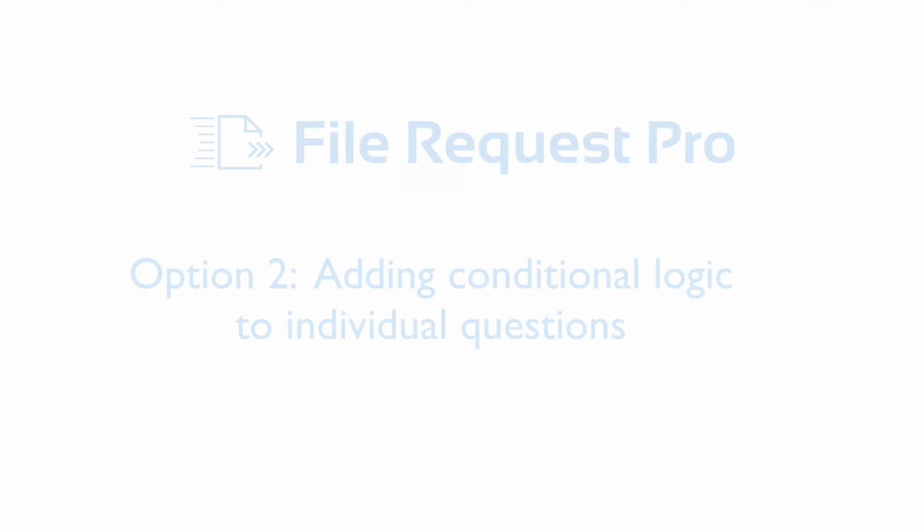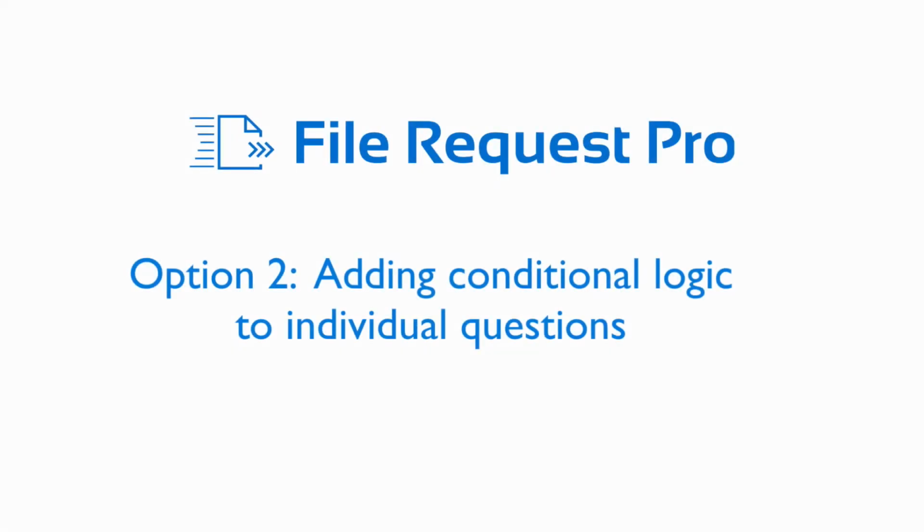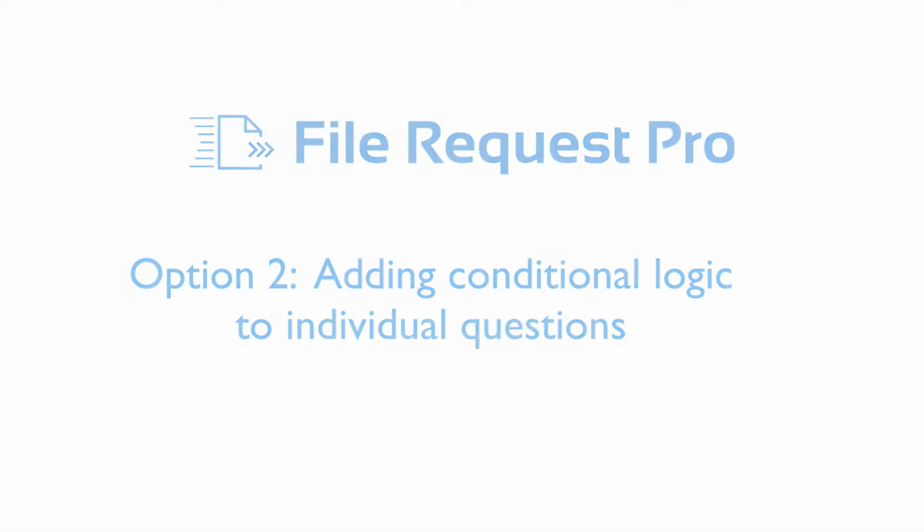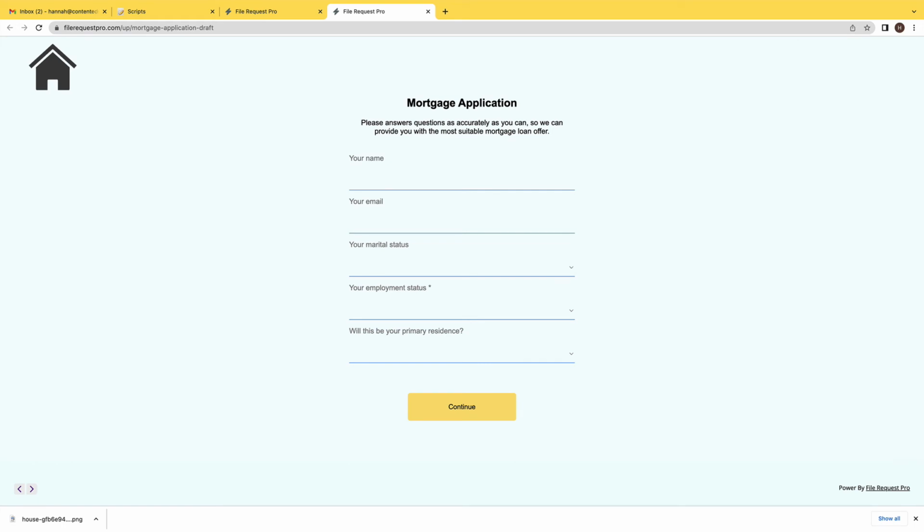Now let's look at option 2, adding conditional logic to individual questions. Let's use the same example, the mortgage application. On the first page, I've added a drop-down to ask if the property will be your primary residence. If the property is a secondary residence, I'd like to know the address of the client's primary residence.